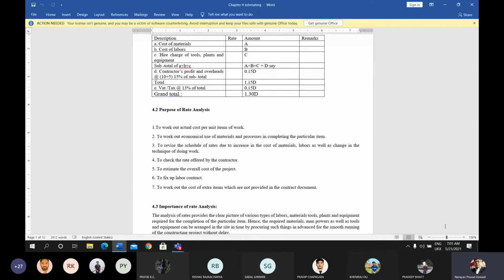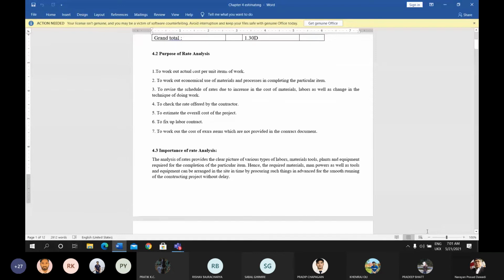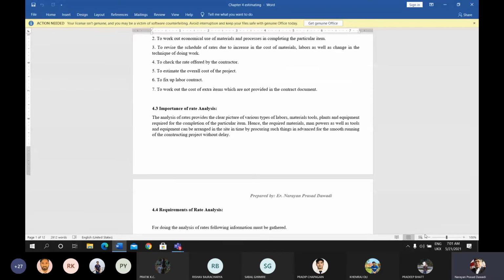Now, importance of rate analysis is the next heading. The analysis of rates provides a clear picture of the various types of labor, materials, plants, and equipment required for the completion of a particular item. This is the main thing that can be seen from the rate analysis. Hence, the required materials, manpower, as well as tools and equipment can be arranged on site in time by procuring such things in advance.